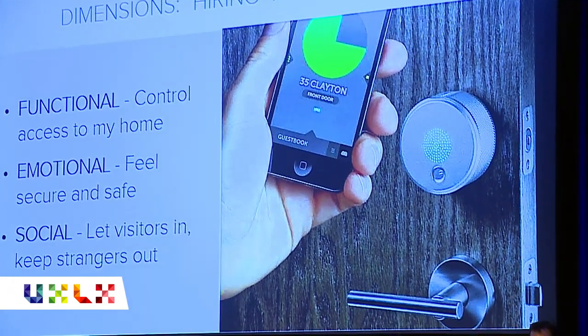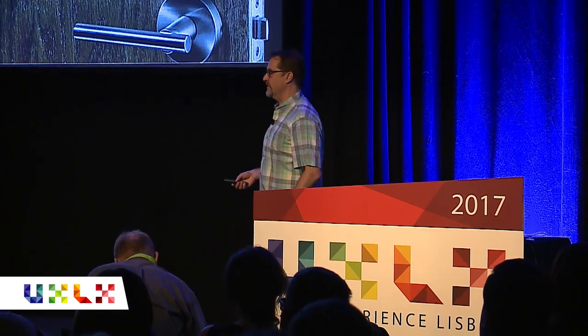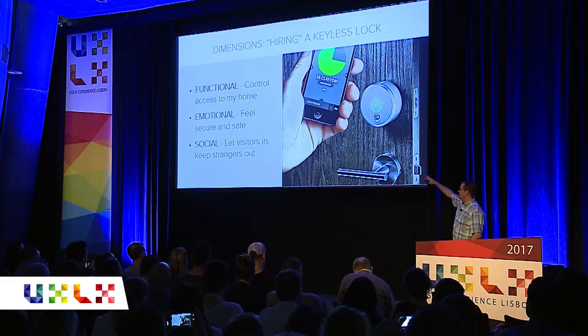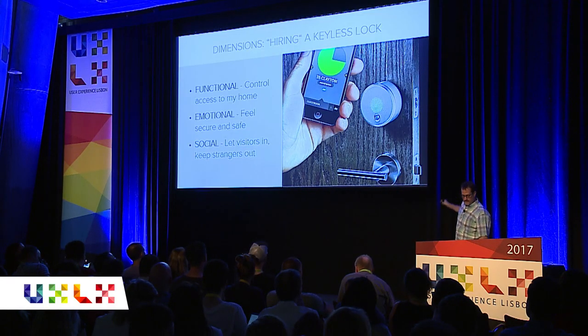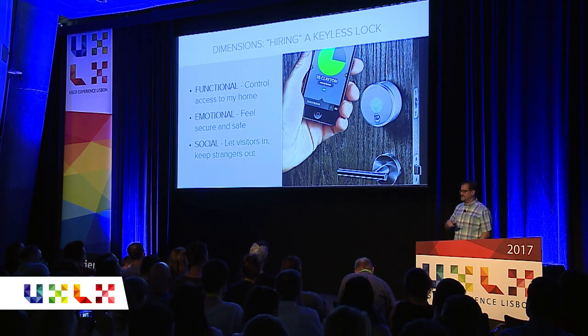Let me just give you an example of those six dimensions or six facets of a job to be done. Let's say you want to hire a keyless lock. They have these locks for your front door that are wireless, hooked up to the internet. You can actually open your door with your smartphone. You can see online who's entered your house or not. You can let people in or not. The functional job is you want to control access to your home, and that's how you might describe the job to be done. But there's also an emotional job there too, in this goal that I have. I want to feel safe and secure, right? So if this solution came out and it met that functional job but didn't meet that emotional job, people might not hire that solution. There's also a social job. It lets visitors in, but keeps strangers out.